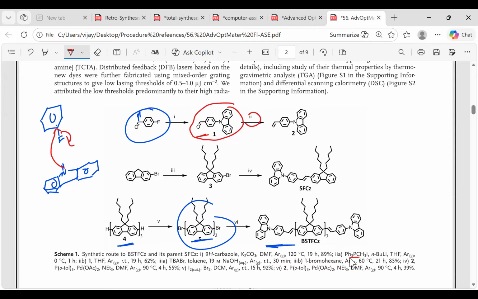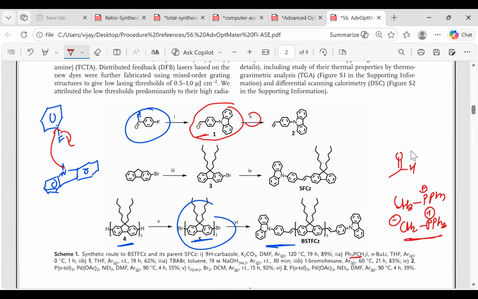And what is the second step? We have this PPh3CH3I. This is a Wittig reaction. You know the Wittig reaction. If you have the aldehyde and you treat it with, in this example, CH3PPh3, initially we need to add the base. So we will have CH2 minus PPh3 plus. This is the Wittig salt we get.